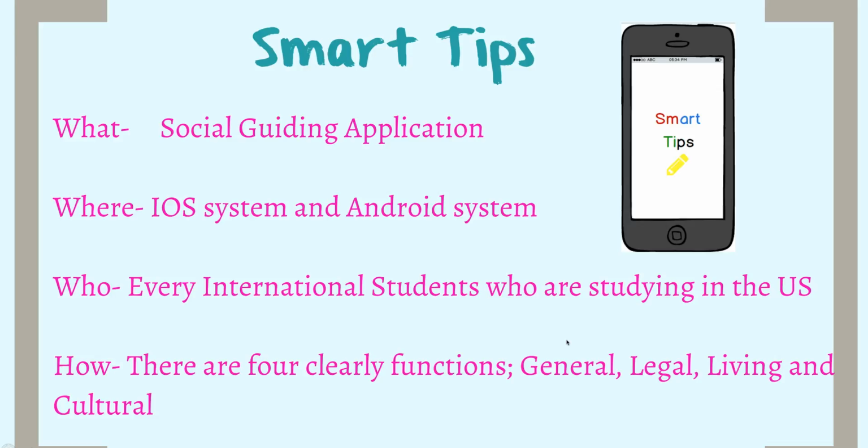So how does Smart Tips work? Smart Tips includes four clear functions, four directions: general, legal, living, and culture. And for all the tips except the living tips section, students cannot exchange their useful information, and for the rest of the three directions, students can share or exchange their information here, to share about the problems they face in the United States or the challenges they have to accept to live better in the US.